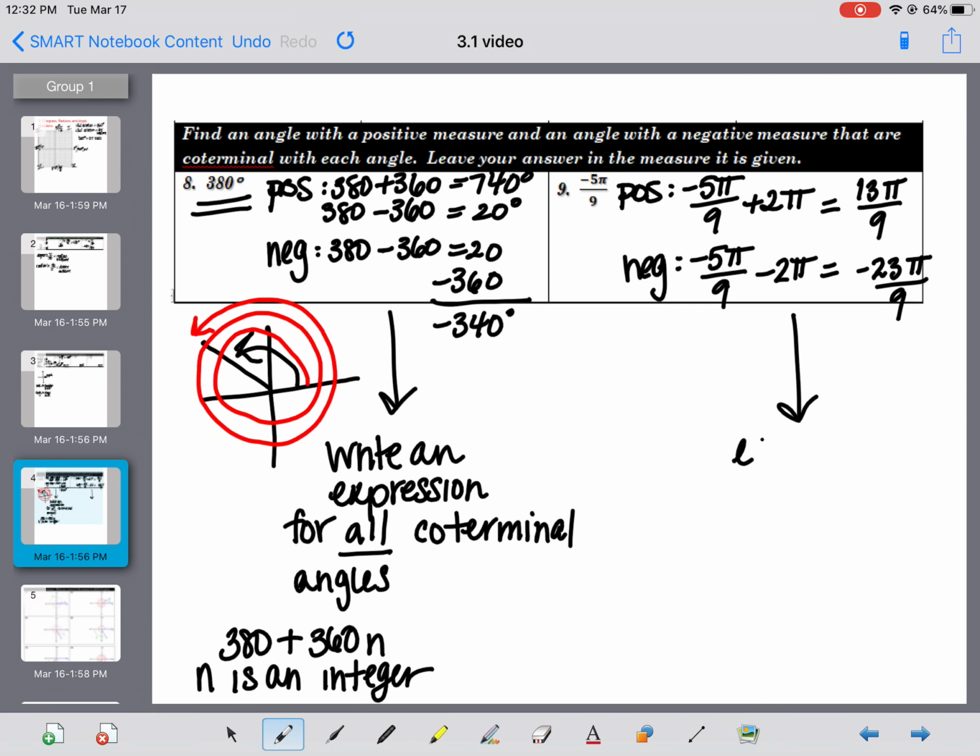Okay, our expression for this one would work the same exact way. So we would take our angle measure, okay, and then now we would add 2 pi n, okay, because the 2 pi represents the full rotation for radians, right, where n is an integer.